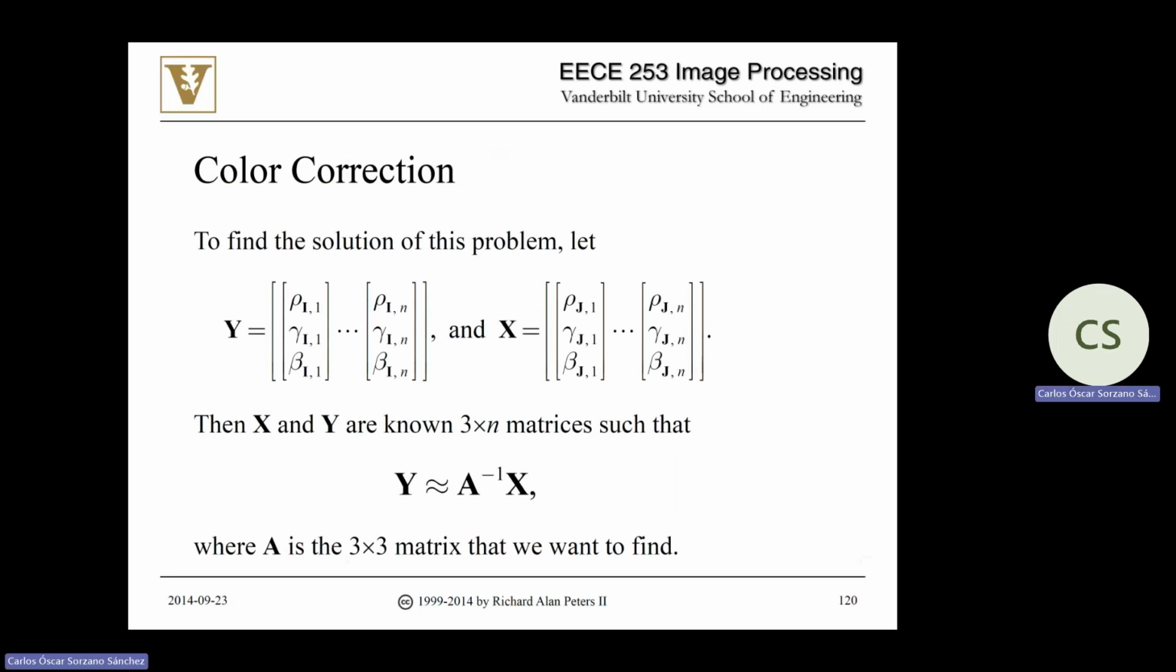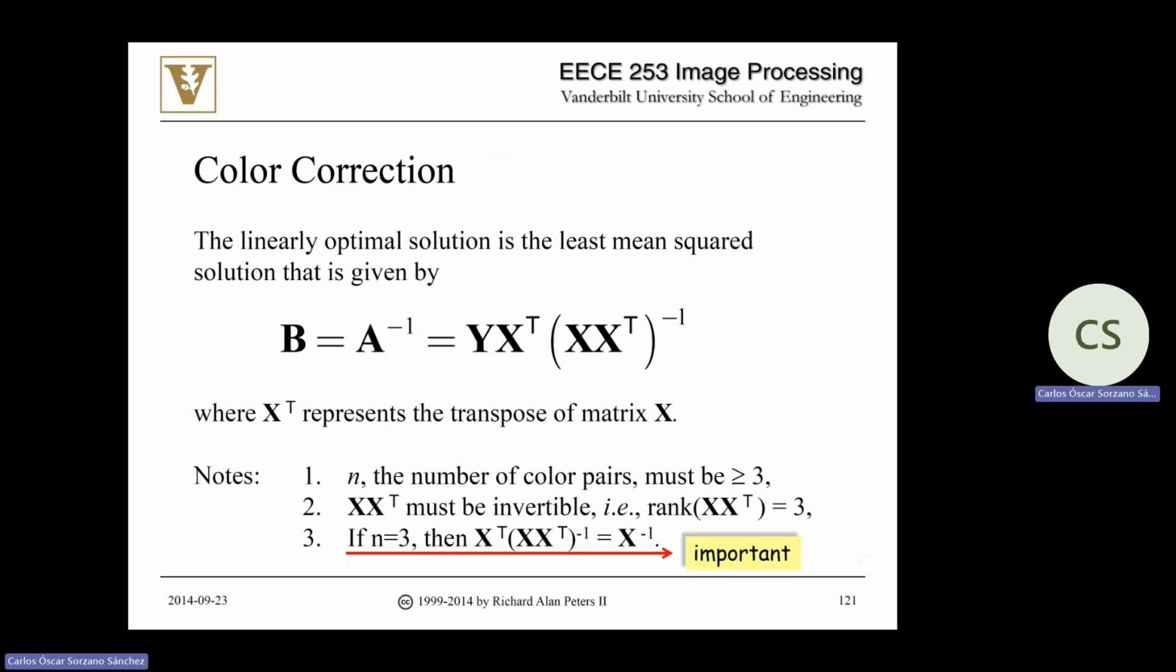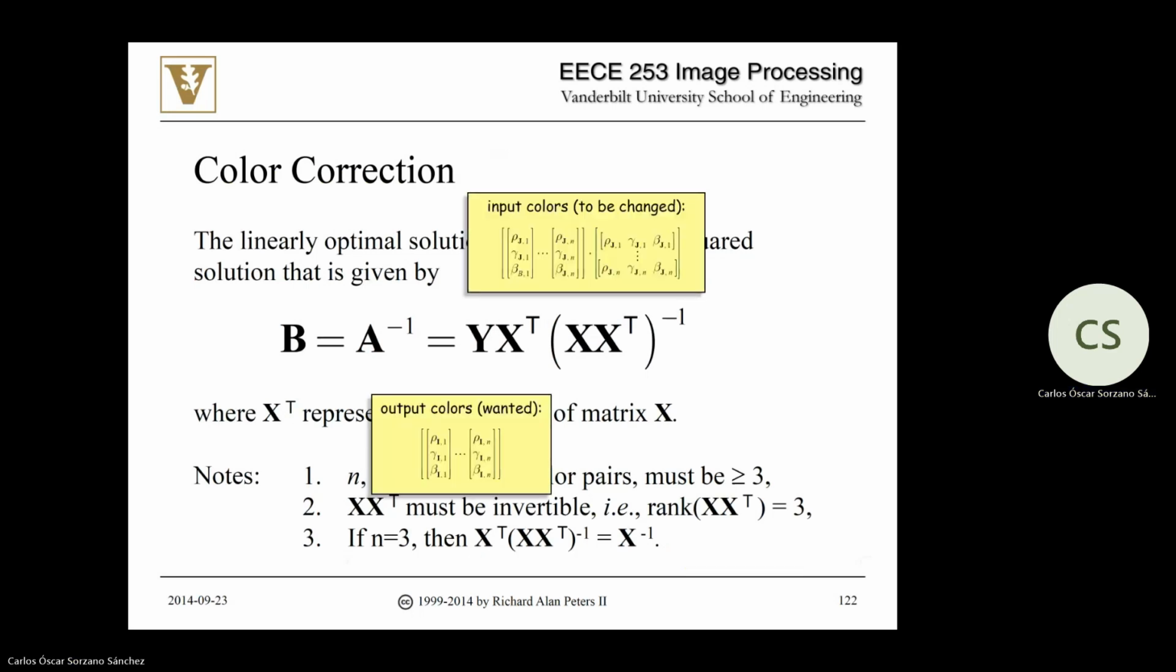So if the number of pairs is equal to 3, then you have the inverse. But if it is more than 3, then you have to do the pseudo inverse. So you have the same kind of thing.